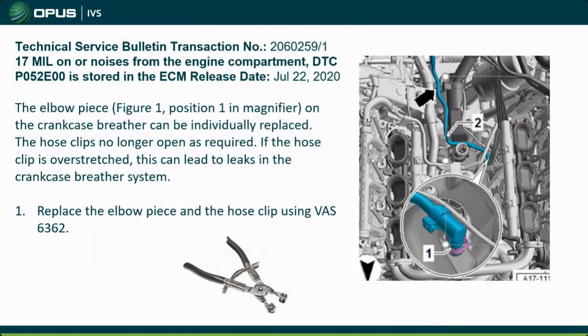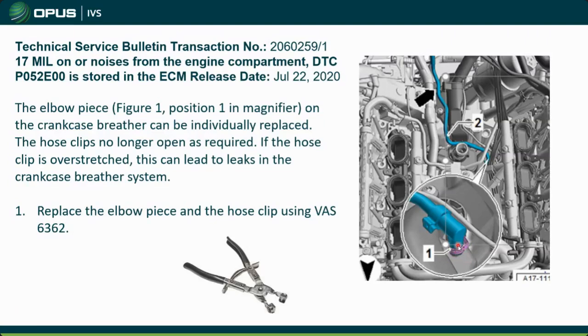Let's talk about a couple more TSBs, especially on the 3 liters. That same noise that you heard, that high-pitched squealing, which is awful, the banshee noise, you can get that on the 3 liters also from that PCV hose. What will happen here is they say if the hose clip is overstretched, this can lead to leaks in the crankcase breather system. That's probably just because Klaus really cranked down on this clamp here, and this is just a little rubber elbow piece, and he clamped down on that thing and he tore right through the boot.